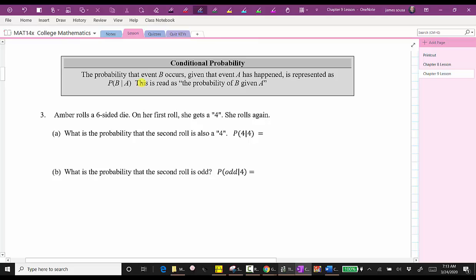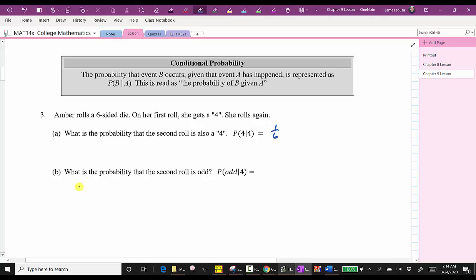So for number 3, Amanda rolls a 6-sided die. On her first roll, she gets a 4, and then she rolls again. For part A, what is the probability that the second roll is also a 4, which we indicate as the probability of rolling a 4 given the first roll was a 4. Each roll of a die is independent, again meaning the outcome of the first roll does not affect the outcome of the second roll, and therefore the probability of rolling a 4 on the second roll given the first roll is a 4 is just the same as the probability of rolling a 4, which is 1/6. And let's just leave it as a simplified fraction.